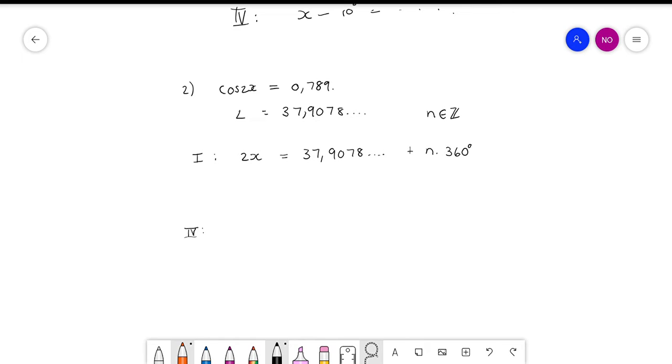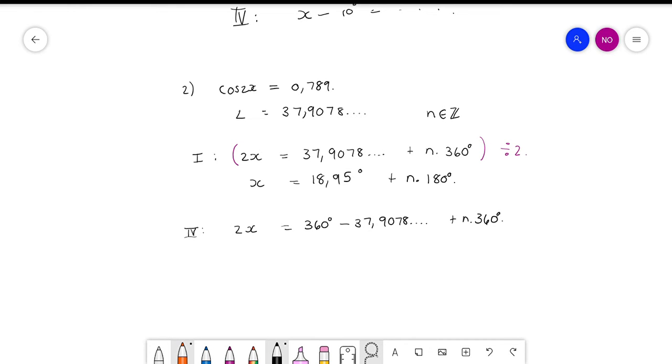Okay, en ek gaan nou terugkom en hom vereenvoudig. En hierdie ene is 2x is gelyk aan 360 grade minus 37,9078, what, plus n times 360. Okay, and now we go and we divide everything, every term we divide by 2. So hier bly net 'n x oor en hierdie is 18,95 grade plus n maal 180 because you have to divide the 360 by 2 as well.